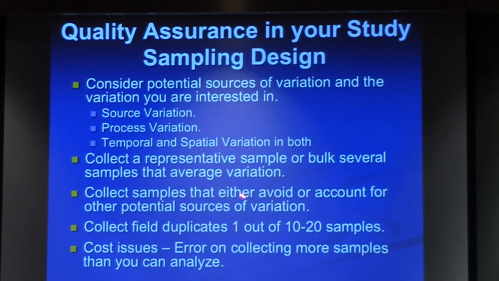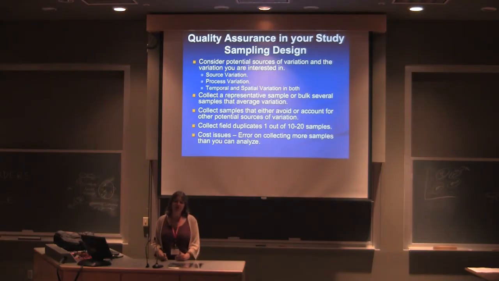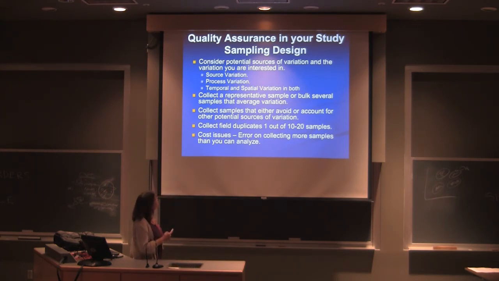Again, collecting representative samples, being able to do that. You're better off also, I should say, collecting more samples than you think you might need, because you don't have to run them all. But if you didn't collect it, you can't go back. So err on the side of collecting more samples and then figure out what you might be able to afford to do later on. Always duplicating 1 out of every 10 or 20 of your samples.